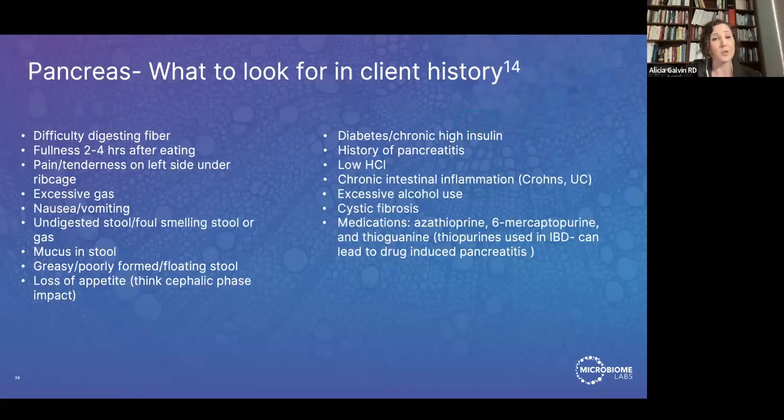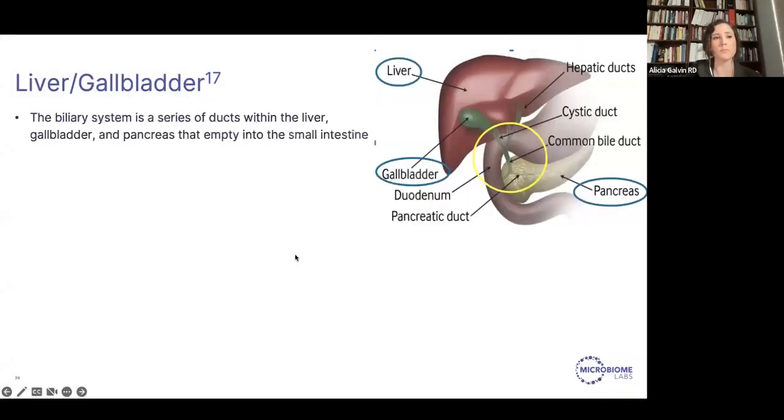Again, low stomach acid. So if you think about if someone doesn't have proper pH in the stomach, then they're not going to get that signal of dumping that chyme, with the proper pH, into the small intestine to then signal secretin and CCK to tell them to neutralize. So if you don't have that proper pH, enzymes aren't going to do their job as efficiently. So these are just a few things to look for in a client's history.